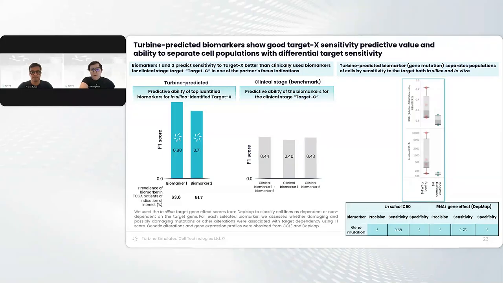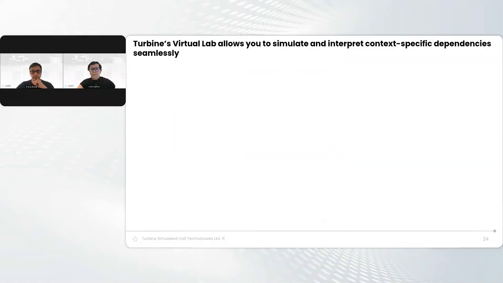And we also compared the biomarker predictivity to known biomarkers of another target that is already in clinical stage within the same molecular context, and our predictions and our biomarker candidates seem to outperform the predictivity of the known biomarkers of that known target in phase 2.